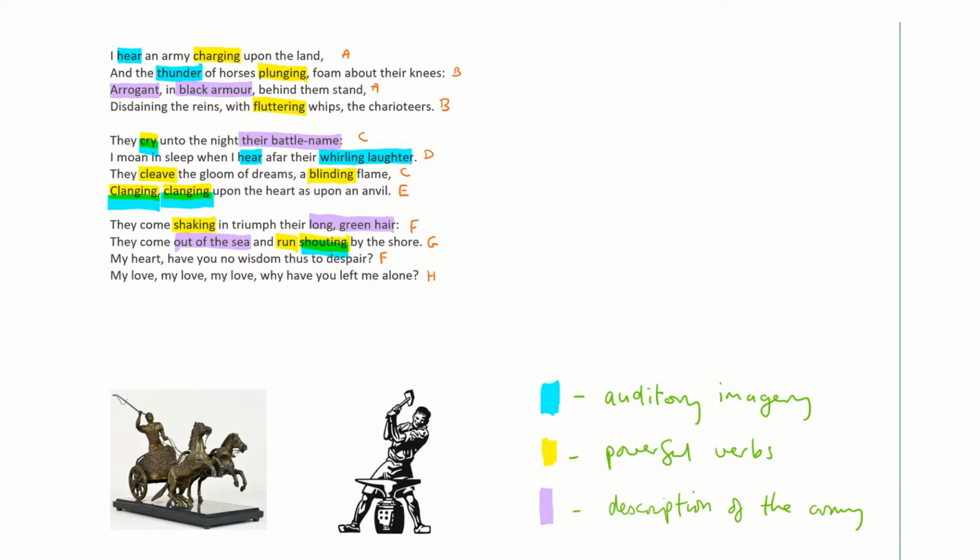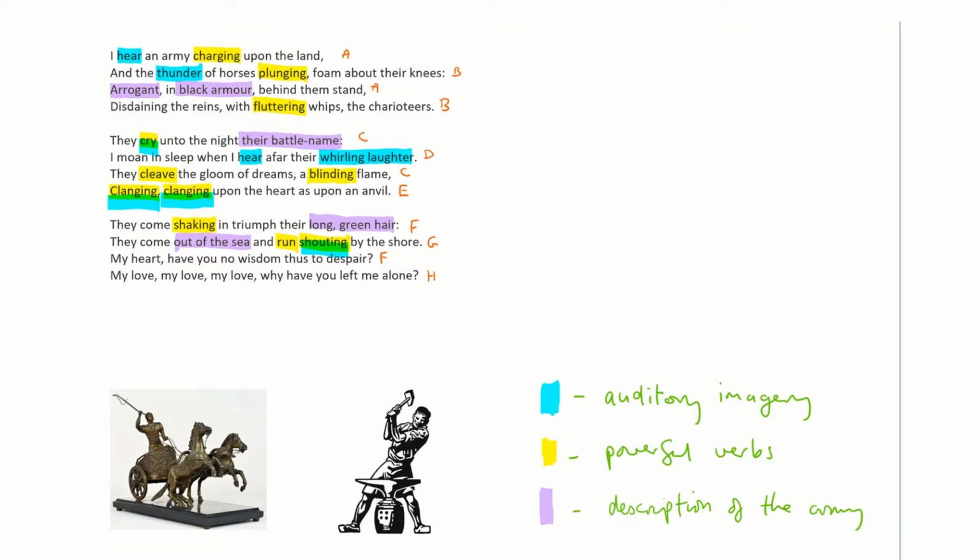Okay, so I'm going to just read the poem once through and then jump in and explore some of the language in a little bit more detail.